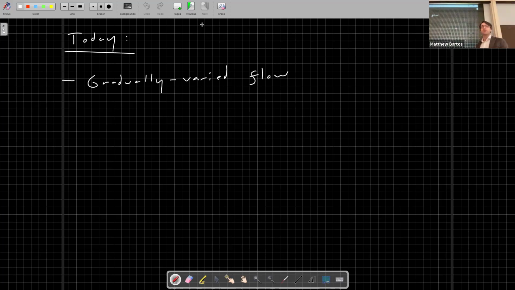I'm going to show how to derive the gradually varied flow equation that you can use to compute water surface profiles. And I'm going to go through examples of how you can essentially do what HEC-RAS is doing yourself. So are there any questions before I get started? Nope, we're all good?